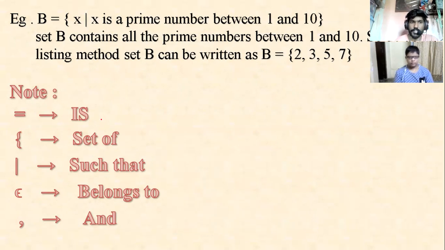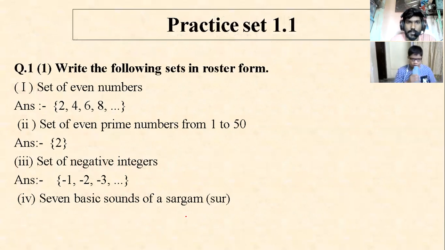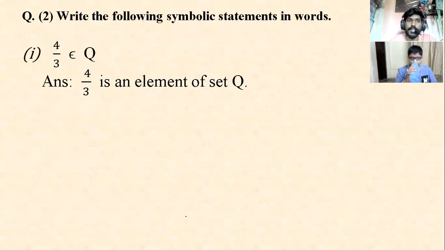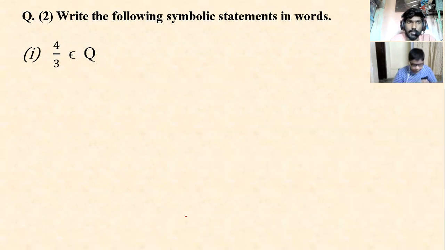Okay, so this is the notation, this is the way you read. When it is equal to, you say is. When the curly bracket starts, you say set of. For the vertical line, you say such that. This sign, obviously, you know, belongs to. And whenever there is a comma, you say and. This we did. Now let's do the exercise.